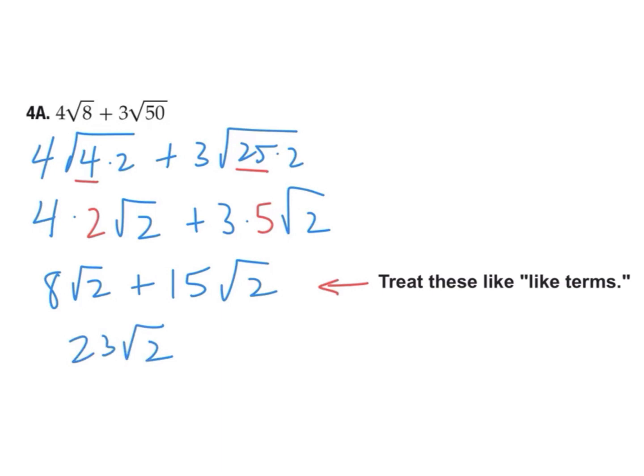This is what your goal is when you're adding and subtracting radicals. Is to simplify them down so that what's underneath the radical is the same in both. It's not always going to happen. But sometimes it'll happen with some of the terms, not all of the terms. And then you just leave the other extra terms. Okay, questions on this?